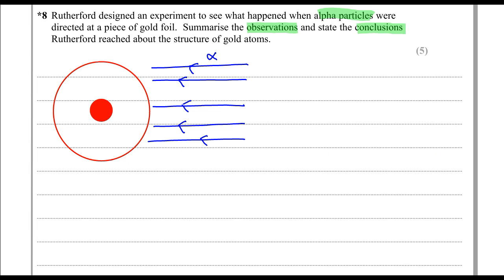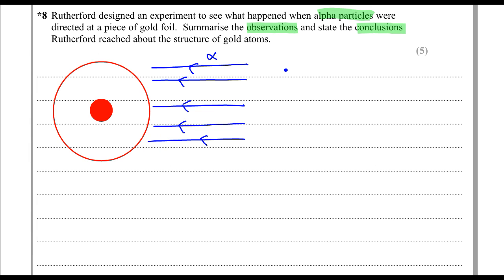Here you can see a simple model of a gold atom. In the middle we have the nucleus, and around it the electrons that are orbiting it. And these are the alpha particles going towards the gold atom. There were three main observations that Rutherford had from this experiment.